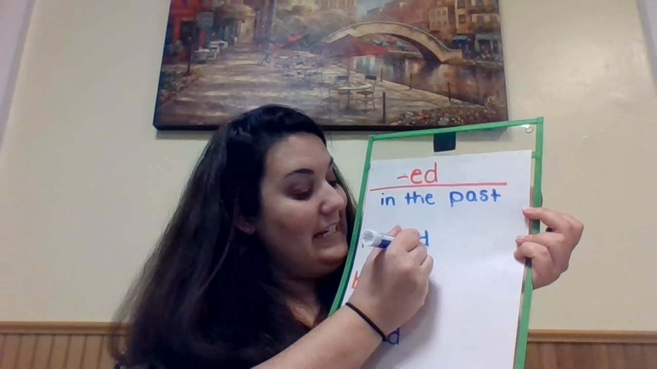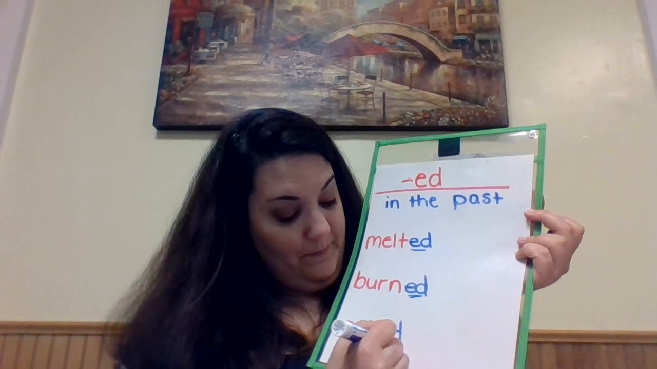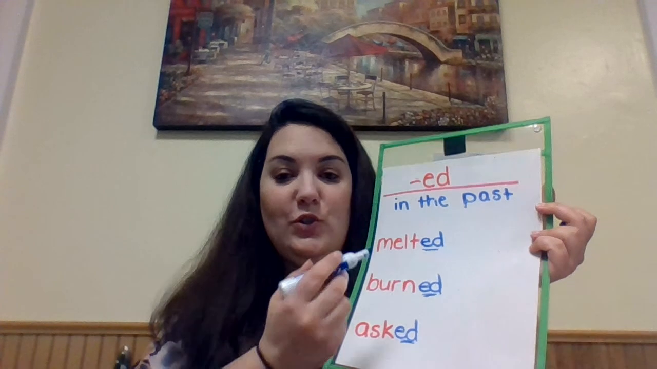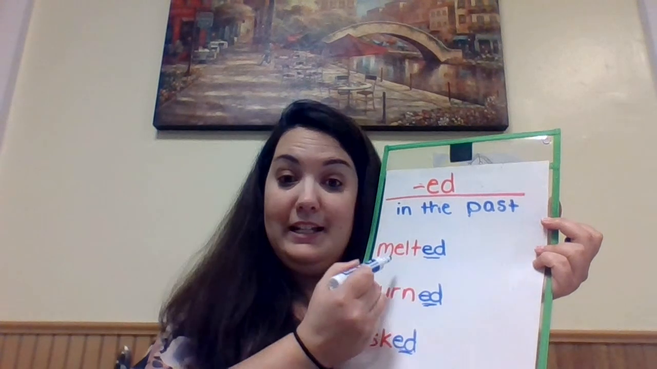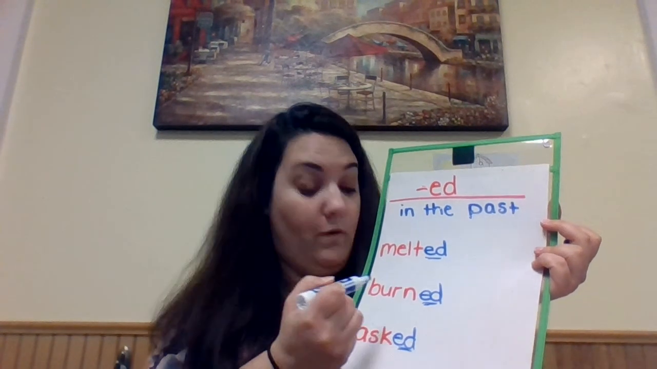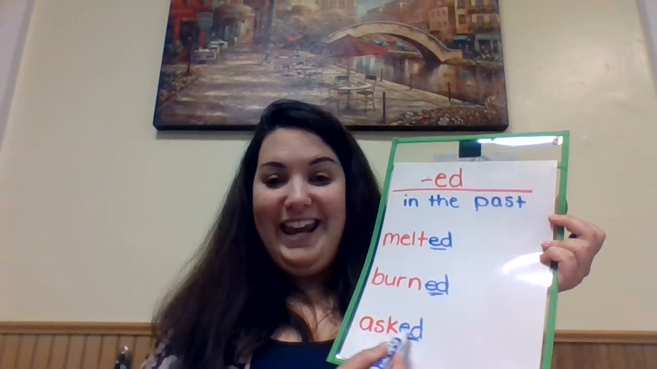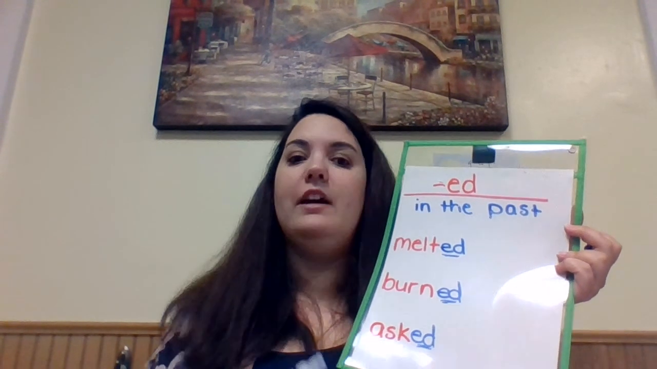So when I see an ed at the end of a word, that means it has happened in the past. So melted means that something happened, melting happened already. Burned, burning happened already. And asked means that the asking already happened.